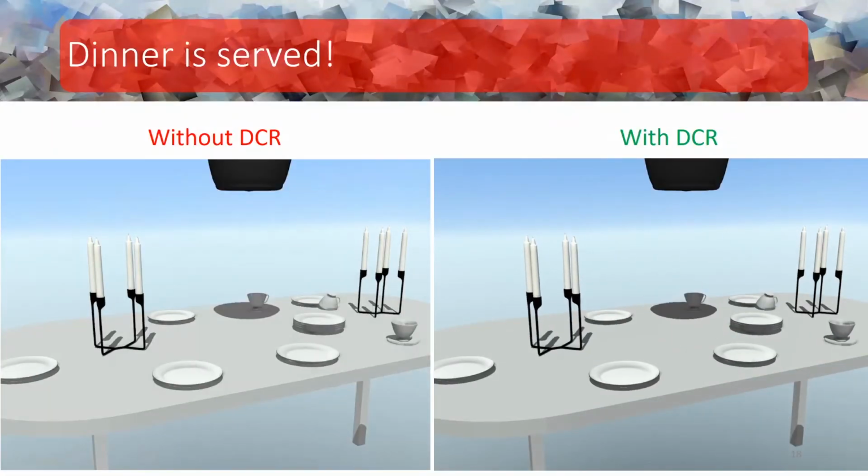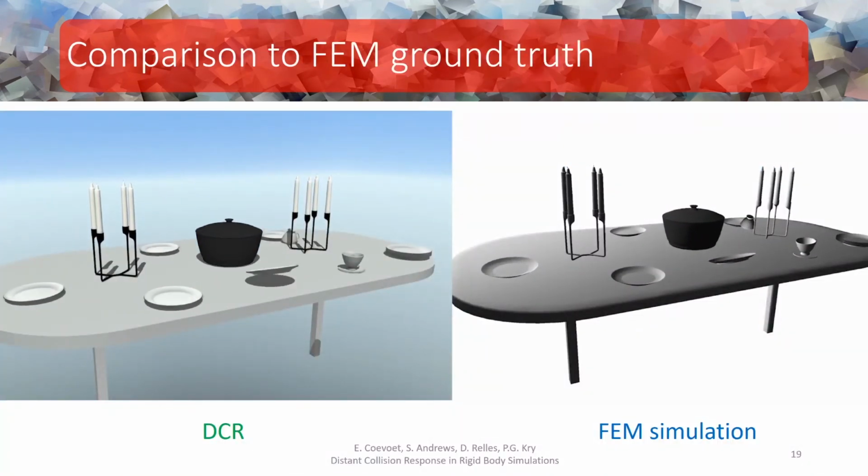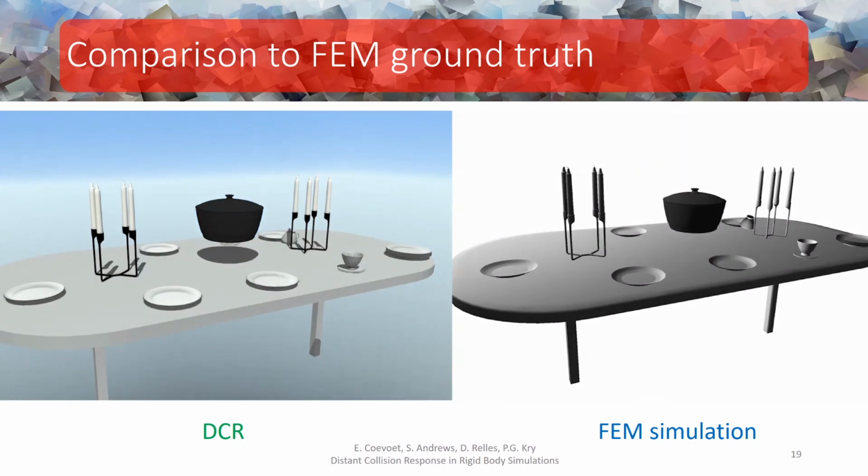Here we have the same scene, shown with and without the DCR technique activated. Using distant collision response, the scene is richer and more lively, with important dynamical cues about the impact being simulated. By comparing to an FEM simulation with small time steps, we see that distant collision response gives dynamical behavior that is qualitatively similar to the ground truth simulation.